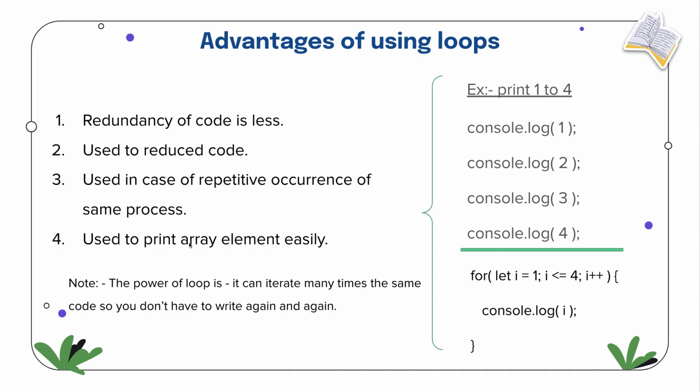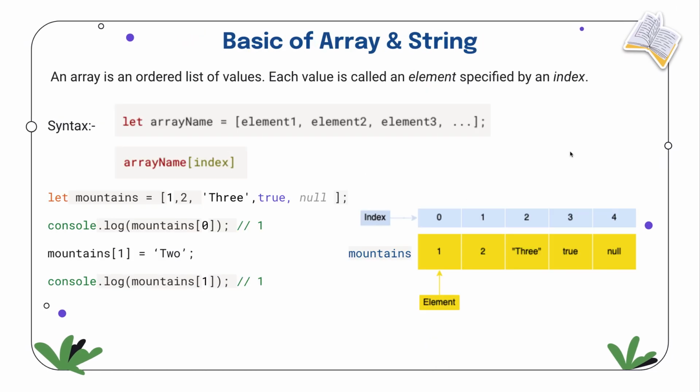So what is an array? I'll tell you later. Next to this we have array and string basics. So this is basically the advantage of using loops. So we are printing 1 to 4. Instead of just writing console 1, 2, 3, 4, just writing 2 lines of code and printing 1 to 4. So we print console i, we print 1, 2, 3, 4. Instead of writing 4 to 5 lines, just write 2 lines and it will get printed, automatically iterating. Okay, so this is the advantage of using loops. Next we'll go for array and string, and then we'll close the class.